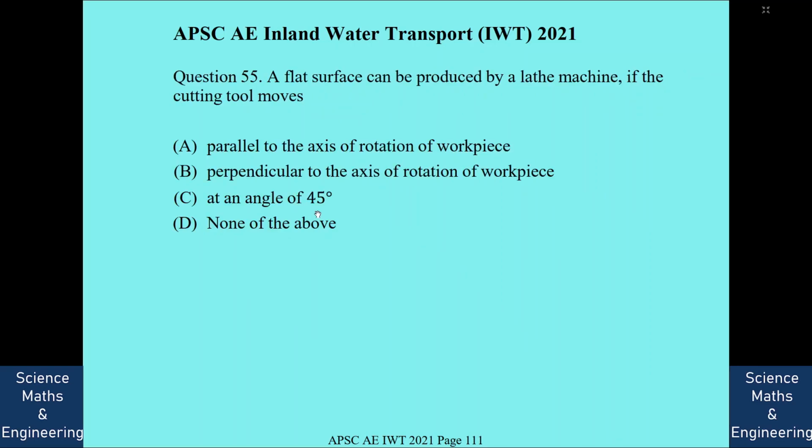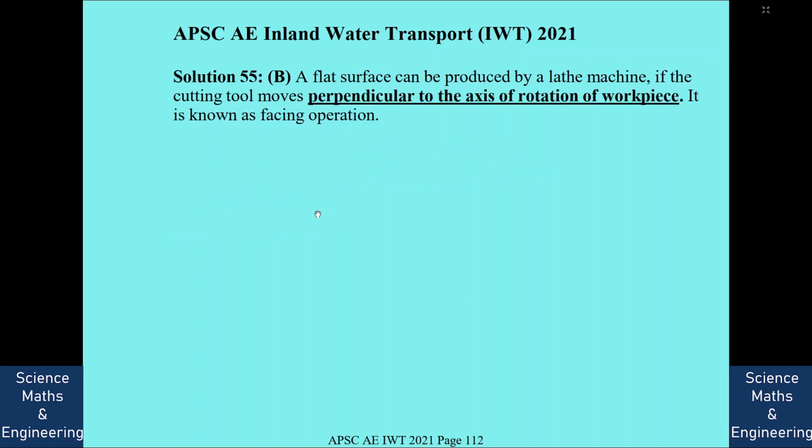Okay, next. A flat surface can be produced by a lathe machine if the cutting tool moves A, parallel to the axis of rotation of workpiece, B, perpendicular to the axis of rotation of workpiece, C, at an angle of 45 degree, or D, none of the above. So the answer is a flat surface can be produced by a lathe machine if the cutting tool moves perpendicular to the axis of rotation of workpiece. It is also known as facing operation.